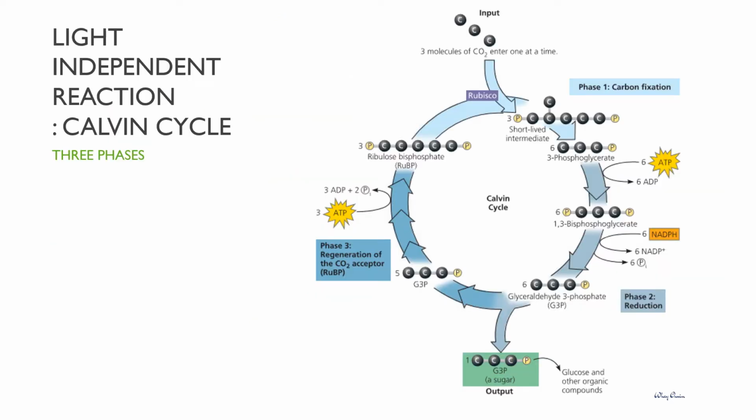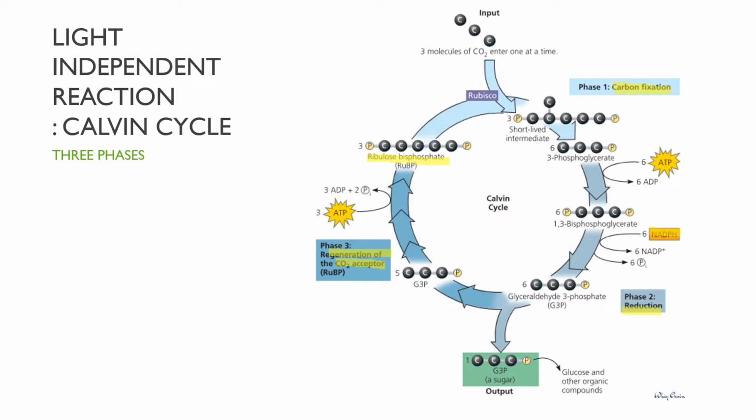The light-independent reaction, the Calvin cycle, is divided into 3 phases, which begins with phase 1, carbon fixation. We have briefly studied these terms in the carbon cycle of the ecology chapter. The second phase is reduction, because it involves NADPH, which is the reducing agent produced from the light-dependent reaction. The last phase is regeneration of the carbon dioxide acceptor, which is ribulose bisphosphate.